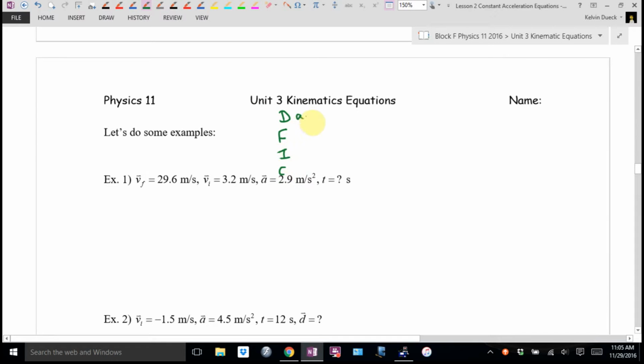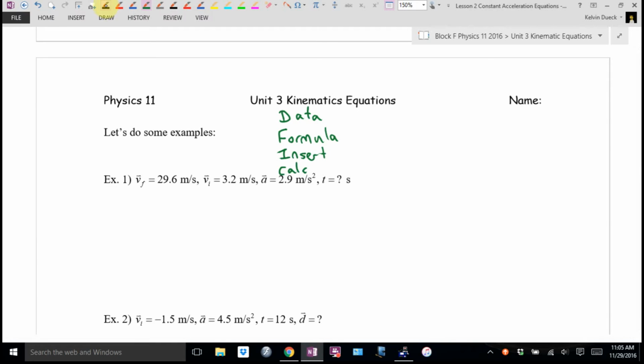All right? So, you may recall my DFIC approach stood for list your data. I've done all that for you today. What we're going to practice today is finding the correct formula, inserting the numbers, and calculating the answer. You're going to want your calculator out.